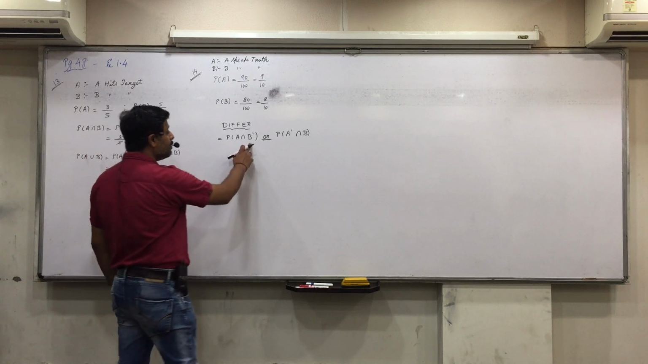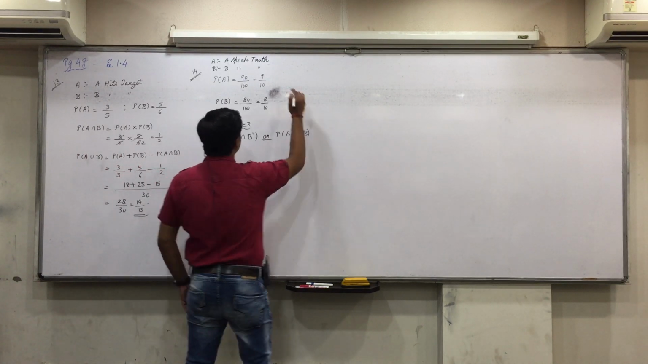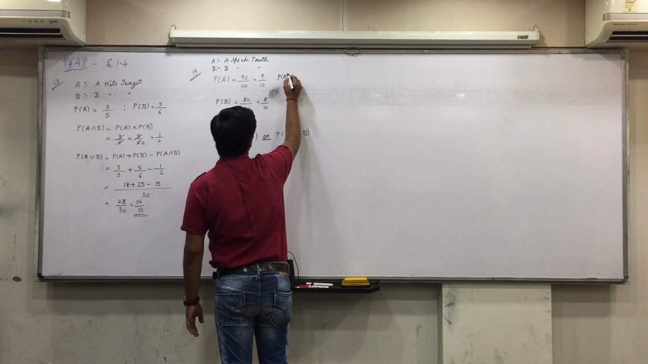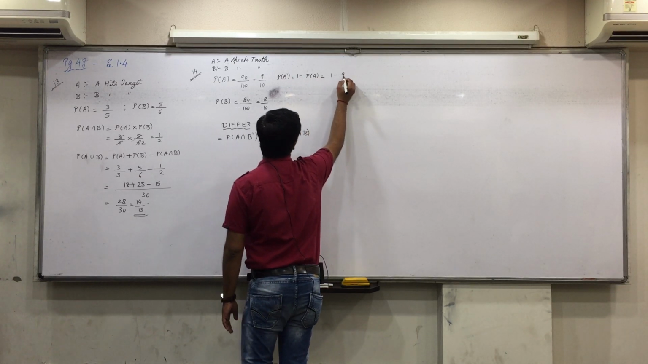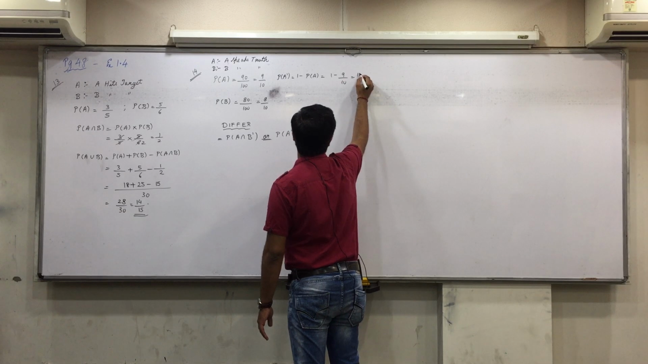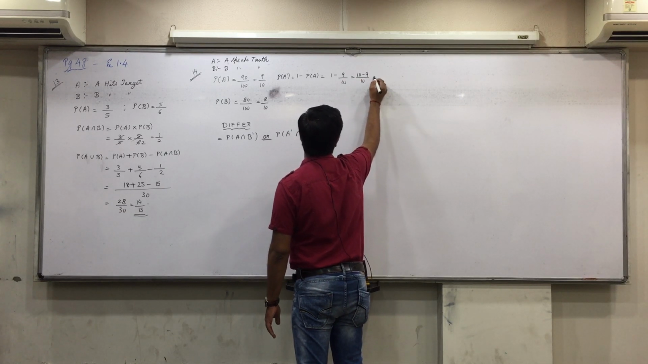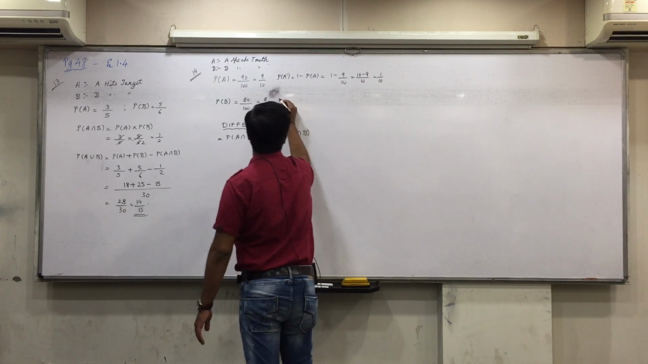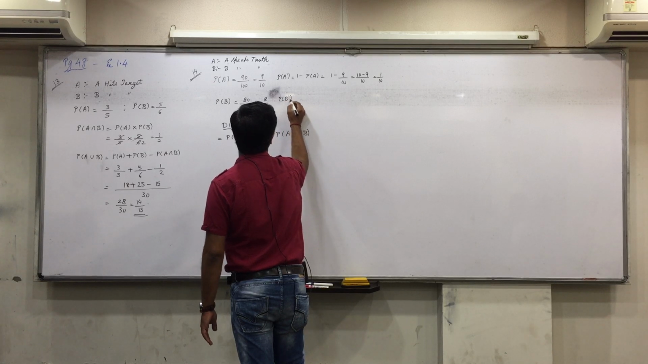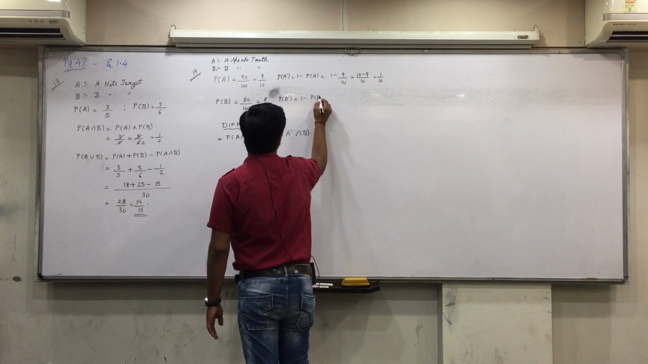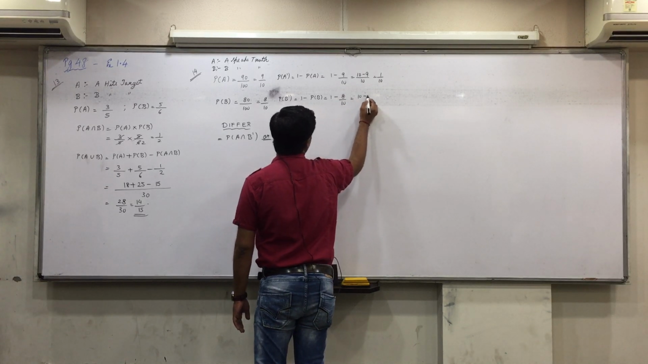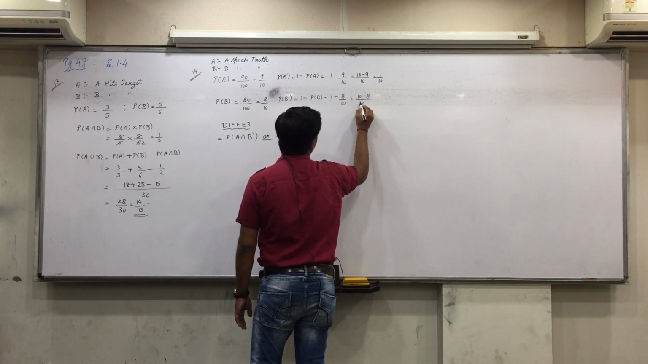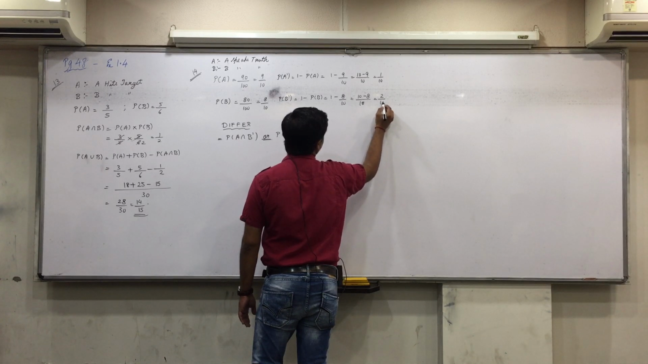But for that we will need B complement and A complement. How would you find P(A not)? 1 minus P(A). 1 minus 9 by 10, 10 minus 9 by 10, 1 by 10. How will you find P(B not)? 1 minus P(B). 1 minus 8 by 10, 10 minus 8 by 10, 2 by 10.